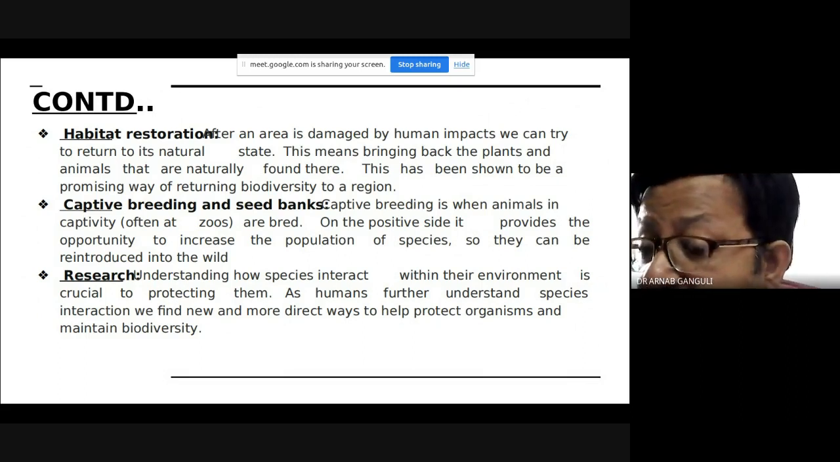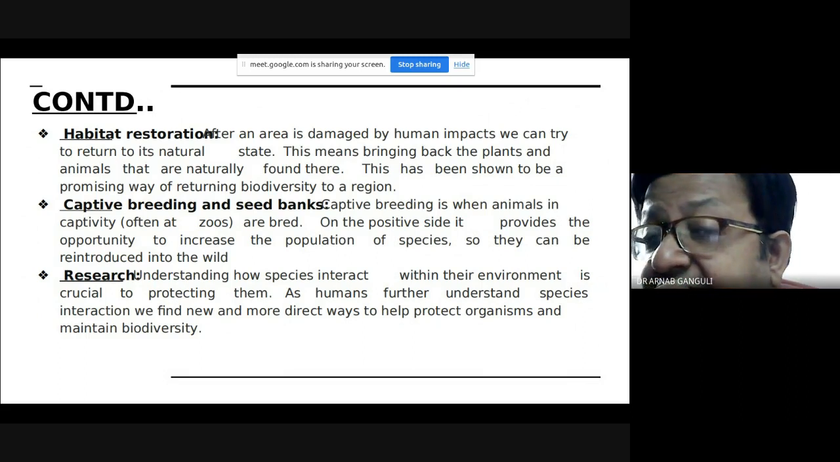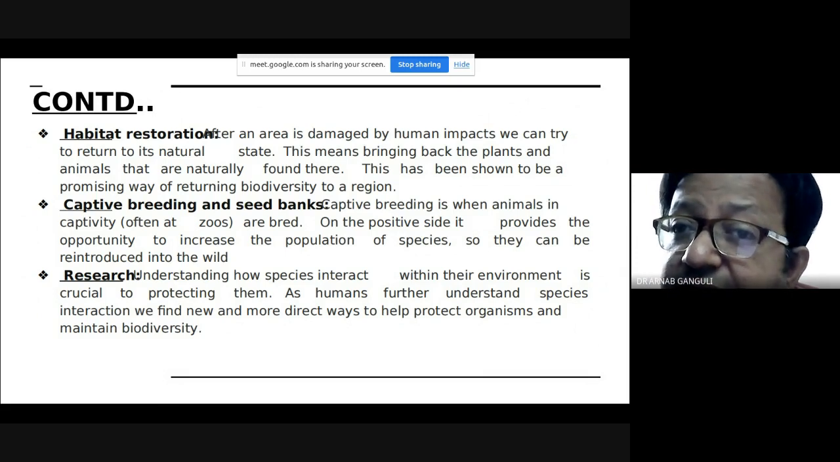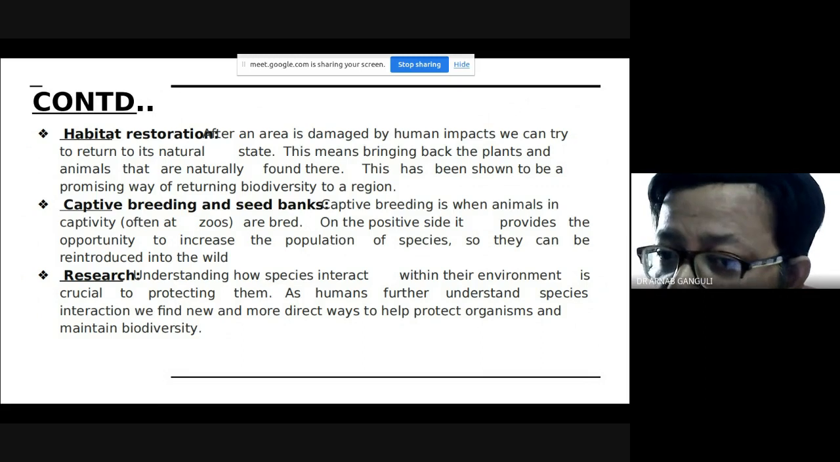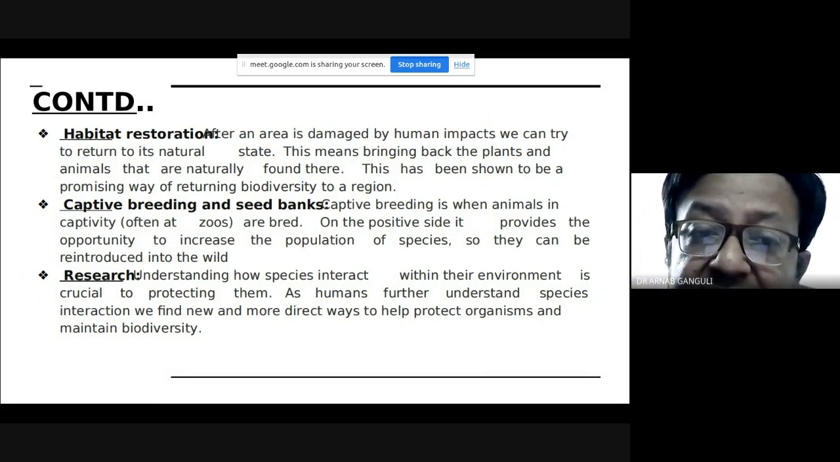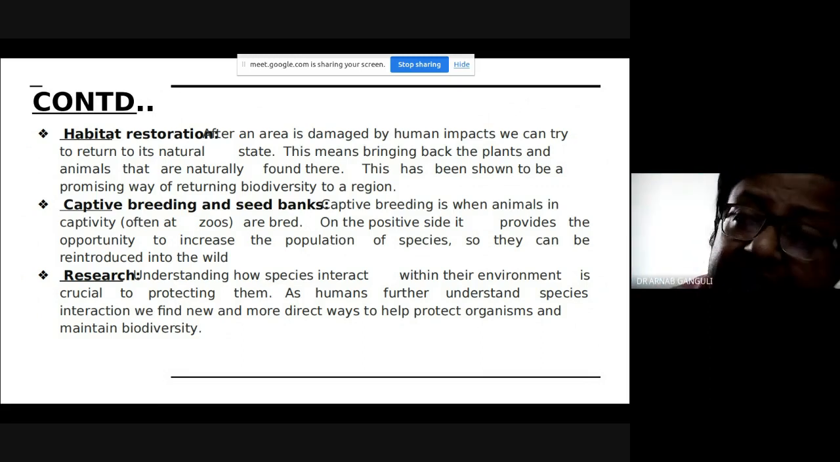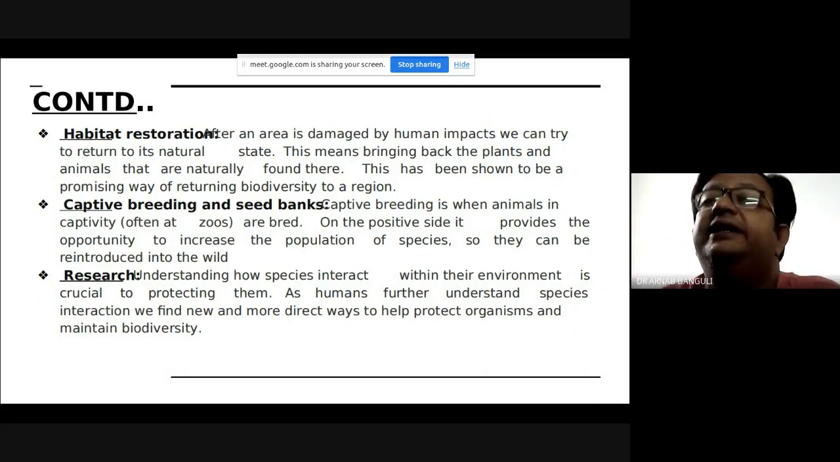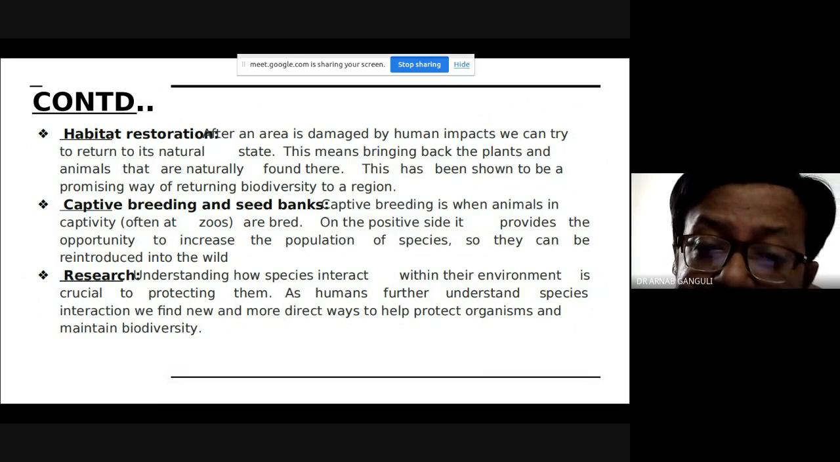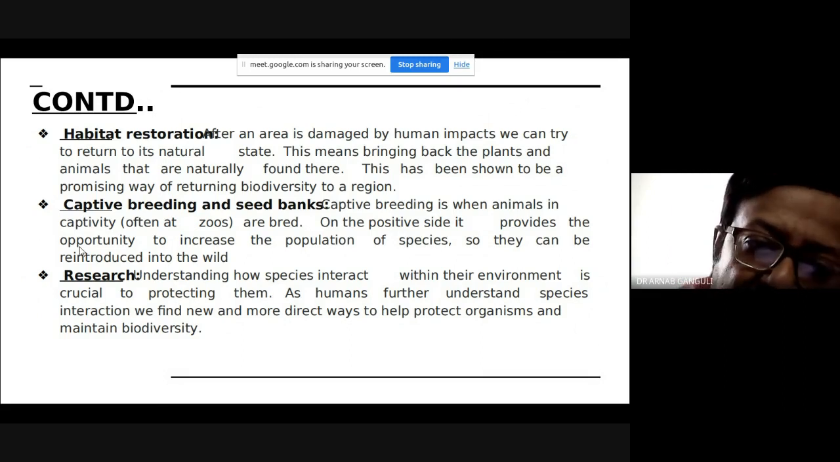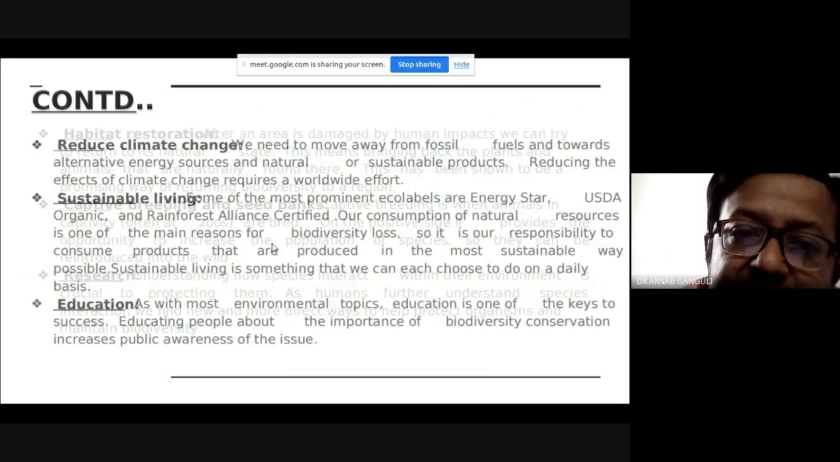Like in Odisha in Bhitarkanika, there is a region where there are crocodiles, and the numbers are reducing. So crocodiles are bred and then released in the wild. So all these things are there. Seed bank: for plants, they are making a collection of seeds and then releasing them in the wild. Research, lots of research is done.